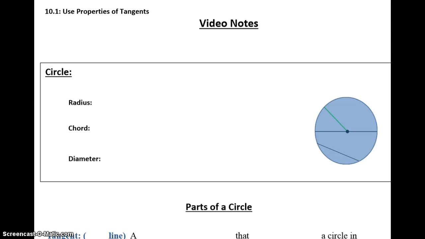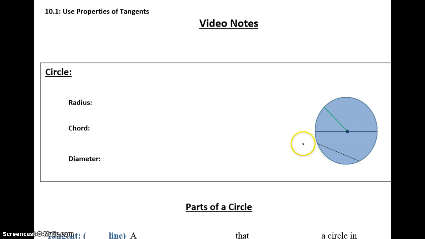These are the notes for section 10.1, using properties of tangents. We hope that you enjoy these videos and that you get a lot out of this chapter and get some practice and insight into what you'll be doing in Algebra 2.